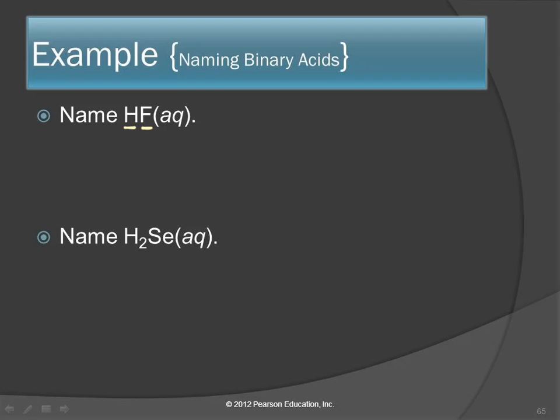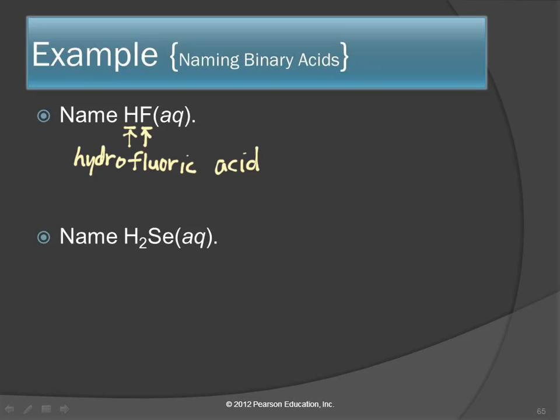HF, 2 elements, right? Hydrogen and fluorine, 2 elements. So fluorine, fluor. So fluoric, this is binary, so it's hydrofluoric acid. The name comes from the element and follows a pattern.